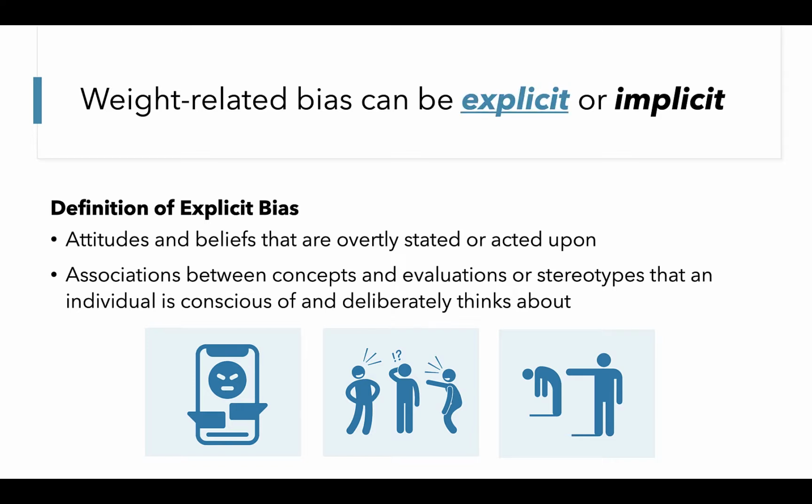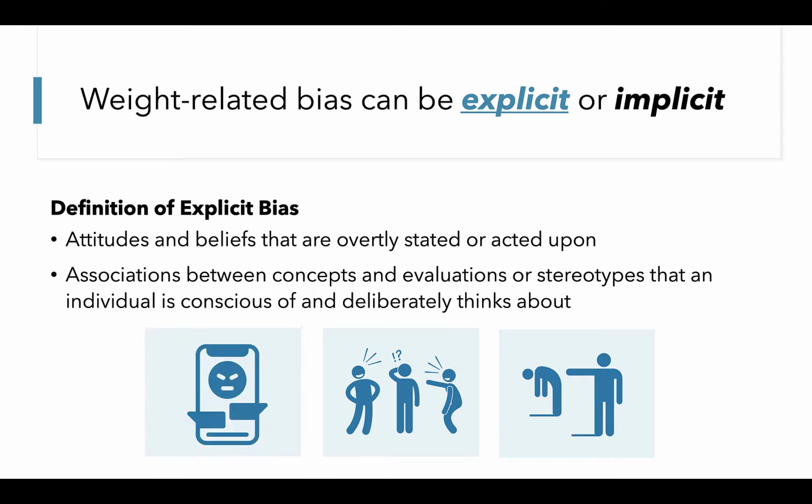Explicit weight bias is defined as attitudes and beliefs that are overtly stated or acted upon. These are associations that a person holds between concepts and evaluations or stereotypes that an individual is conscious of and deliberately thinks about. With respect to weight-related explicit bias, these are concepts around weight and body shape that are associated with negative evaluations or negative stereotypes. So let's think through some examples of explicit weight bias.